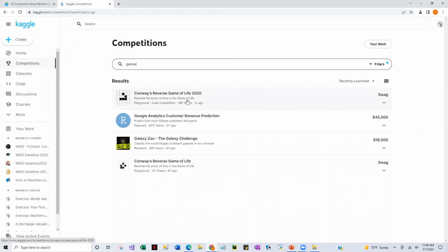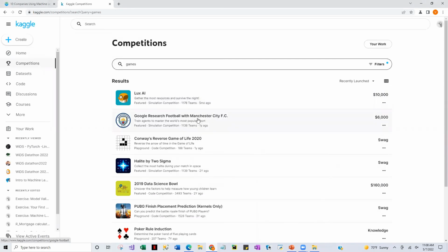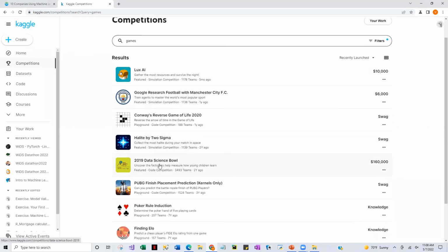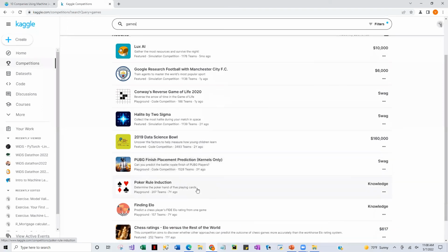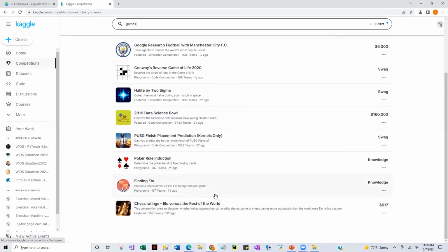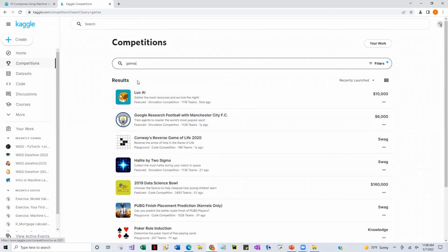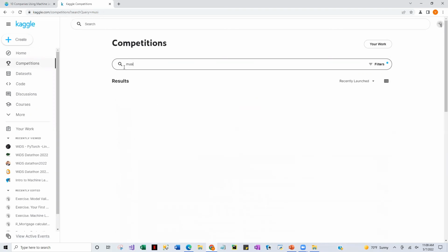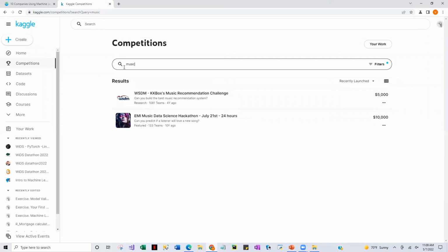If you're really into games, any games, see, this is for football, and this is data for poker. We have a lot of chess. So any games, if you're interested in any of the games, look for the data set in that particular area. Or let's say you're interested in music, like how you can explore your interest, whatever interest you have, how you can explore more.